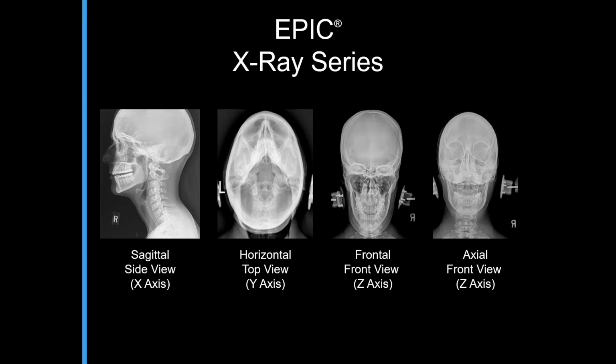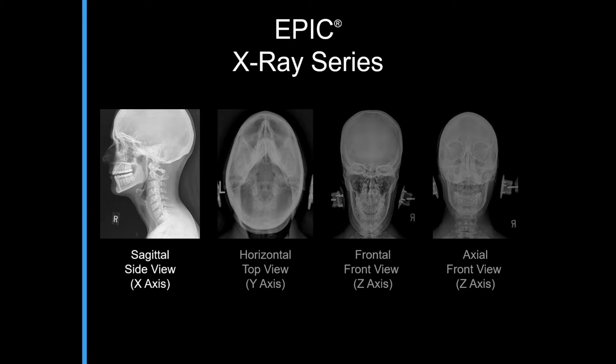First off, we're going to start with the sagittal view. Again, you have four views that we use in EPIC: the sagittal, the horizontal, the frontal, and the axial, and I have the axis reference points there in case you want to know what they are. So first, the sagittal.